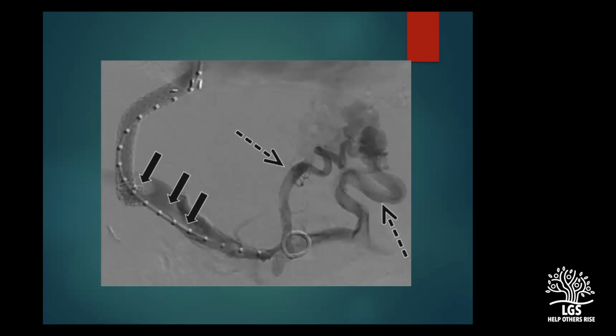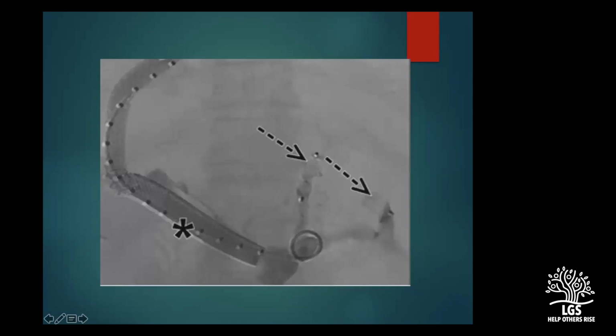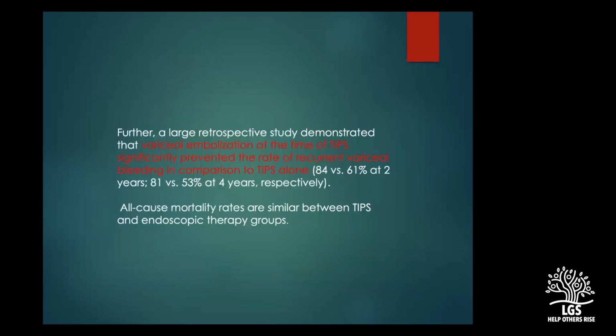But there are a lot of papers which show that TIPS along with variceal embolization has a better prognosis compared to TIPS alone. And that is what they say. So if the wire gets into these varices, we can use an Amplatzer plug, we can use coils, we can use glue to block off the left coronary vein, so that the esophageal varices are also treated at the same time. And this is in cases of variceal bleed.